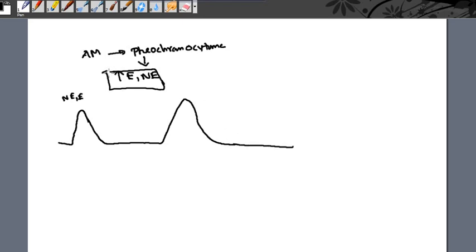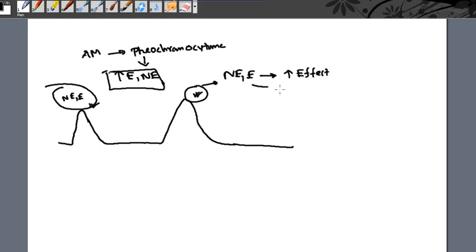So when this tumor releases epinephrine and norepinephrine into the circulation, there will be increased effect of norepinephrine and epinephrine. Some of the important effects are that they will stimulate the beta 1 receptor on the SA node. What happens when the beta 1 receptor in the SA node is stimulated? There will be tachycardia and palpitation, right?